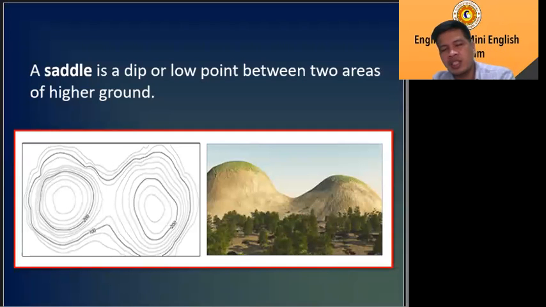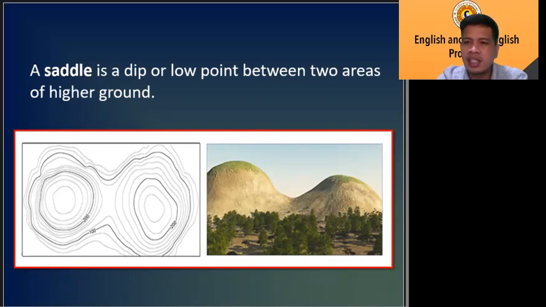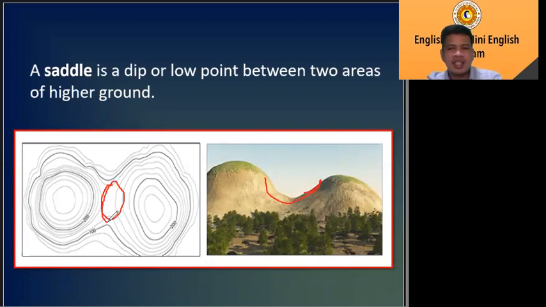Next one. This one is also a land feature, a saddle. This is a low point between 2 areas. If you have 2 hills, this one is the saddle. If you look at a topographic map, this part is a saddle. A saddle is not necessarily the lower ground between 2 hilltops. It may be simply a dip or a break along a ridge or a crest.